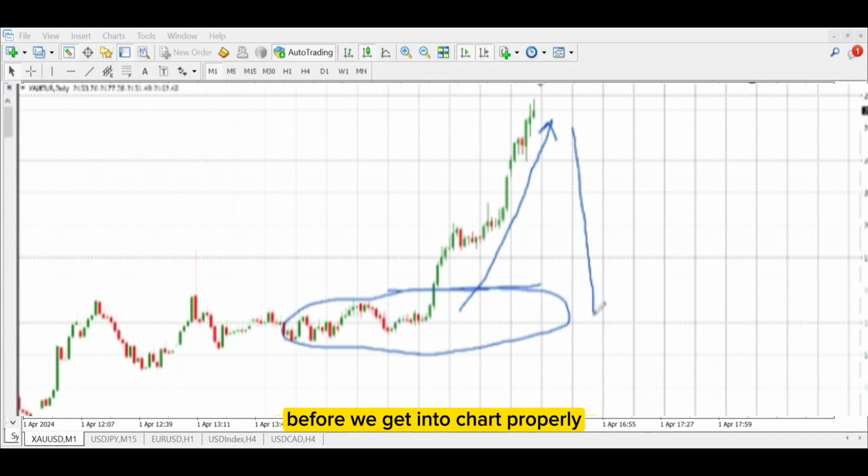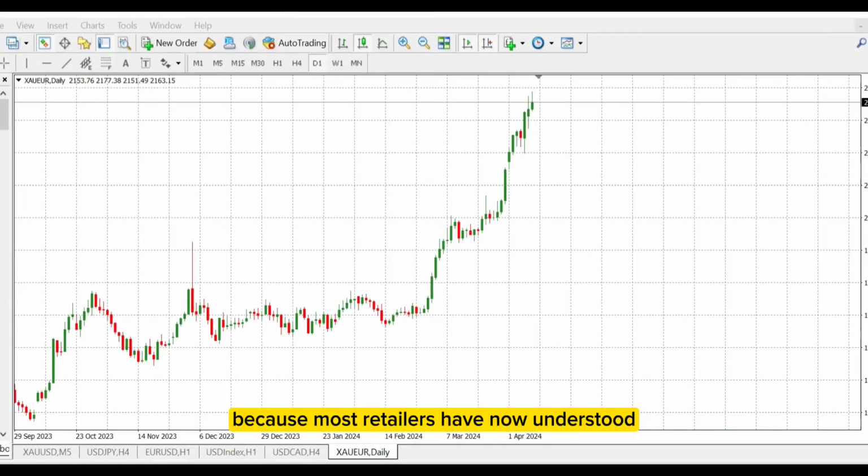Before we get into charts properly, we need to understand that these order blocks are also what we call areas of demand and supply. Because most retailers have now understood that the big institutions are the ones that move the market, we have this sentimental influence that makes all of us look for where the next place will be that these big institutions are going to complete their orders. So we look for places we call demand or supply zones. Supply for selling, demand for buying.